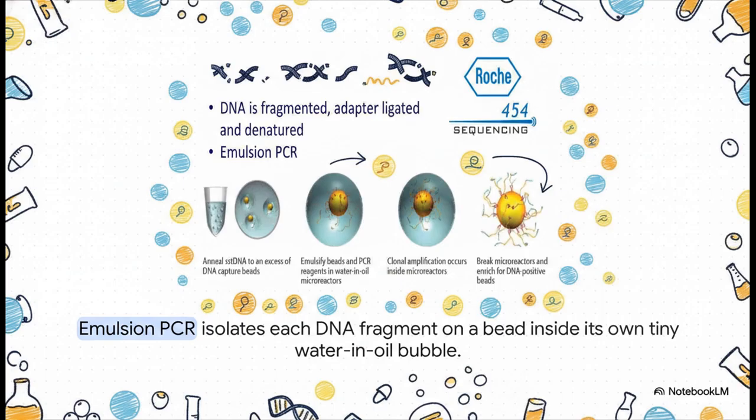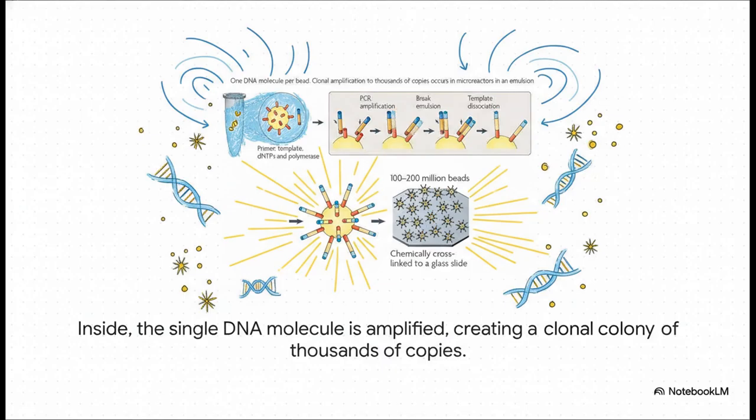Then you mix these beads into an oil and water solution, which is a clever trick to trap each bead inside its own tiny water droplet. You're basically creating millions of microscopic test tubes, each holding just one bead with one piece of DNA. So inside each of these tiny little bubbles, that single DNA molecule gets copied over and over and over again. This is called clonal amplification, and it completely covers the bead with thousands of identical copies.